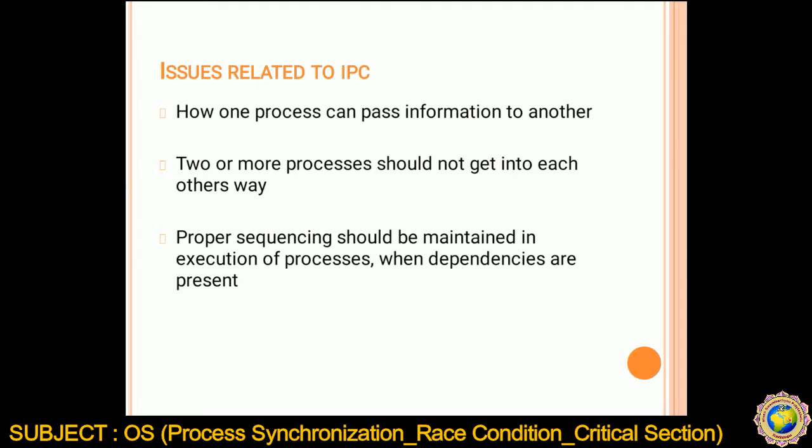In this example, process A is producing some data and process B is printing the data. Right? So printing is not possible until they produce the data. So this is how processes communicate. This is called the issues related to IPC.